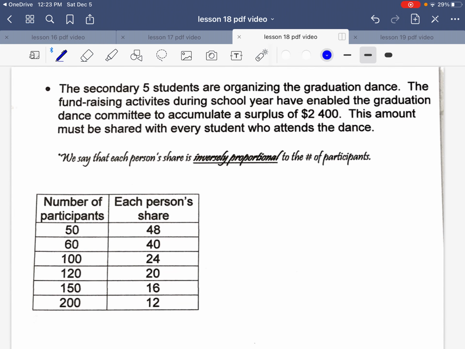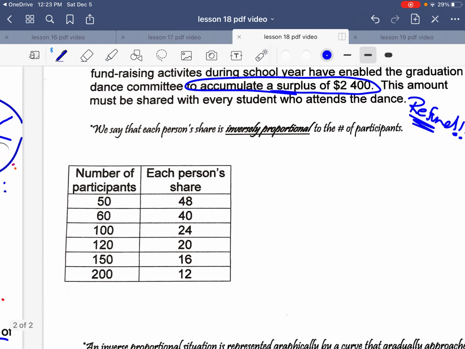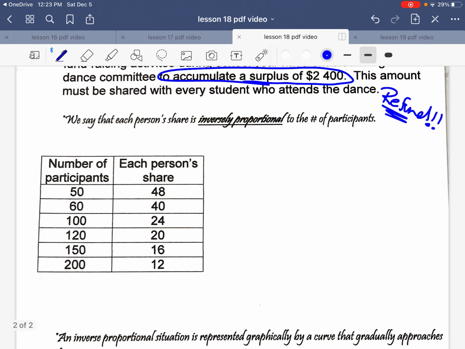Now let's take all that information and put it in something from beginning to end. The secondary 5 students are organizing the graduation dance. The fundraising activities during school have enabled the graduation dance committee to accumulate a surplus. That means they have extra money. This amount must be shared with every student who attends the dance. So they're going to get a refund because they're trying to make it fair. So obviously, the more people that participate, the less money each will get.